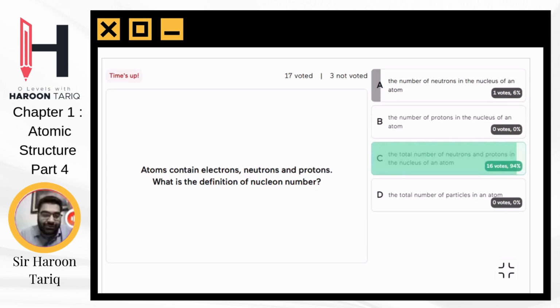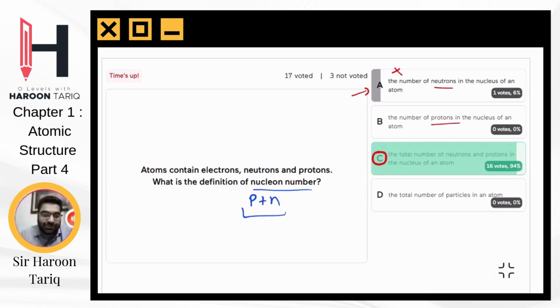Next question. Atom contains electrons, neutrons, protons. What is the definition of nucleon number? Mass number. The number of protons plus neutrons. So that would be the total number of neutrons and protons in the nucleus of an atom, which is C. A states the number of neutrons in the nucleus. No, mass number is not the number of neutrons. It is neutrons added with the number of protons.